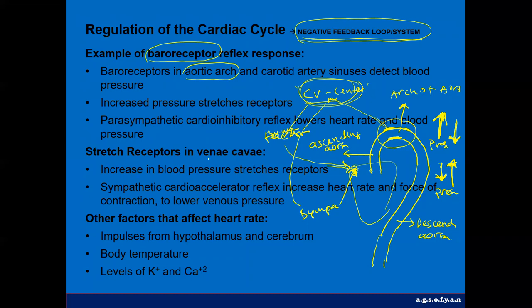There is also stretch receptor in the vena cava, the one that enters our right atrium, and other factors like, for example, our body temperature and exercise, okay, will usually increase the heart beating. Okay, so when we start exercising, then our heart beating will be increasing. So this is an autonomic control. Also, level of potassium. Potassium mostly will reduce our heart beating. Okay, and then calcium mostly will increase our heart beating. So the level of electrolytes in the blood will also control our heart beating or the cardiac cycle.